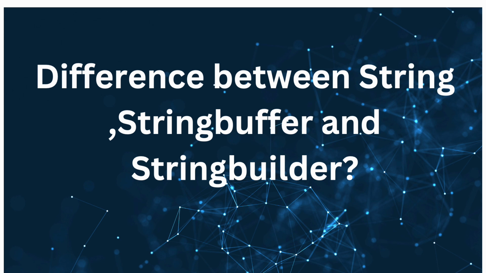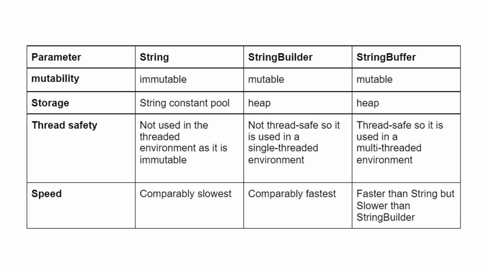What is the difference between string, string buffer, and string builder? String is immutable, whereas string builder and string buffer are mutable. String is stored in the constant pool. String builder and string buffer are stored in heap memory. Thread safety wise, string is safe in a threaded environment as it is immutable. String builder is not thread safe, so it is used in a single threaded environment, whereas string buffer is safe to use in a multi-threaded environment.